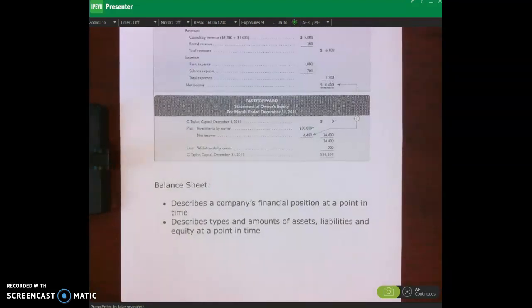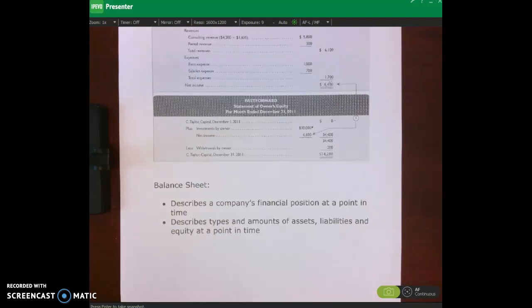So the balance sheet is like we take a picture of the accounting equation at a point in time. So typically at the end of the accounting period, so December 31st. What the balance sheet does is it describes which assets do we have, what liabilities do we have, and what is our equity balance, at a point in time, typically at the end of the accounting period.